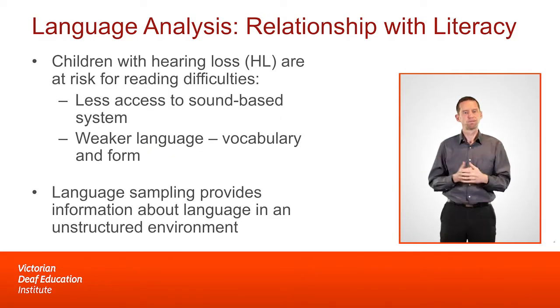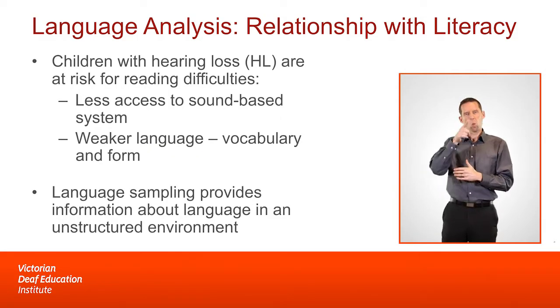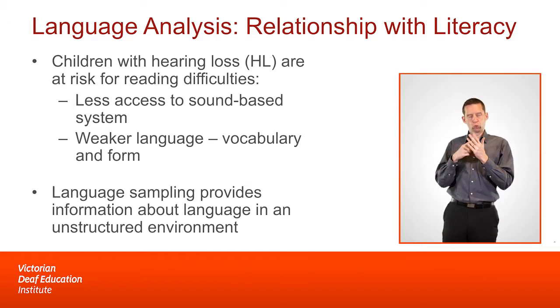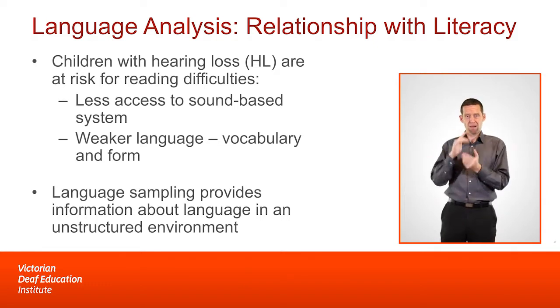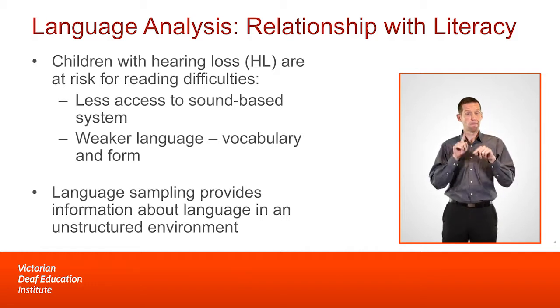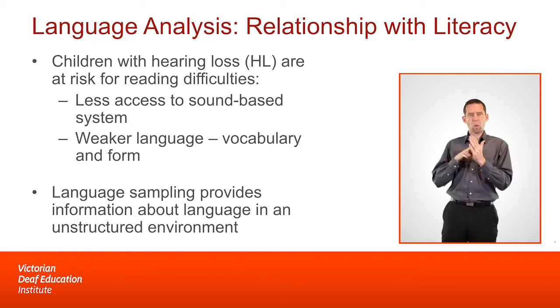As we've said in previous lectures, and I'm sure as you've heard over and over, children with hearing loss are really at risk for language difficulties and reading difficulties. They have, of course, less access to the sound-based system, and that's a concern. They generally, on average, have weaker language, weaker vocabulary, and weaker language in terms of the form of the language. So both content and form are affected because they don't have the benefits of all of the overhearing that our kids with normal hearing have.